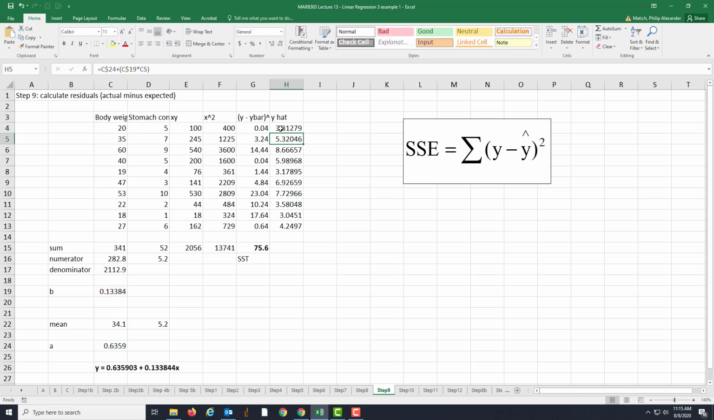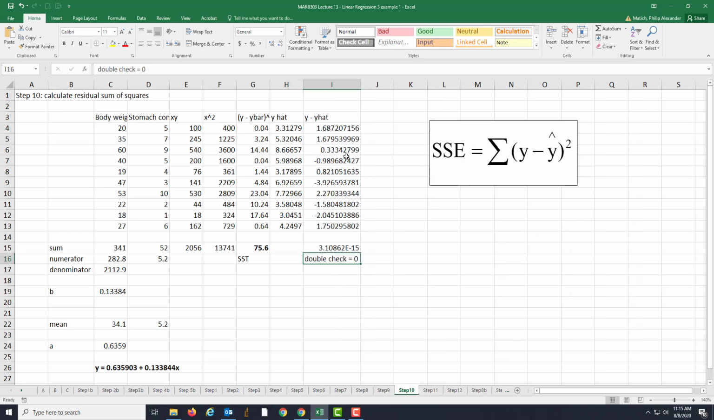Again, let me say that again. The y hat values, these predicted values, are what we're predicting for y based on the value of x using our regression formula. Once we go through and calculate our predicted values, we then need to take the difference between our actual y data values and those predicted values. We can go through and calculate those.